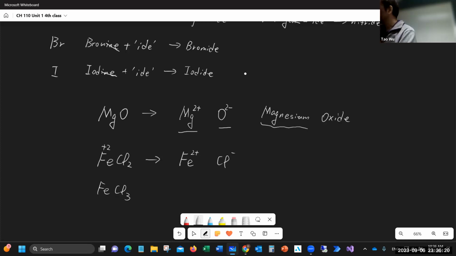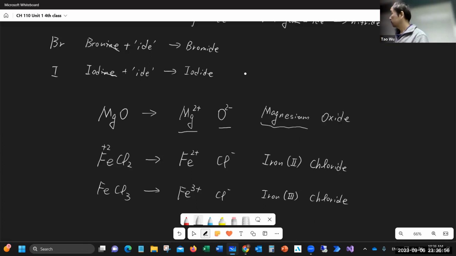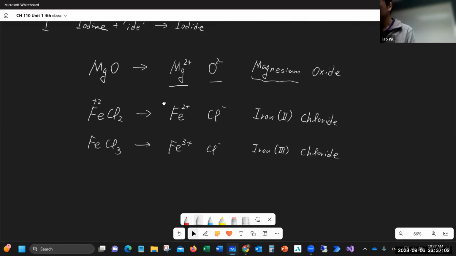What is the name for this ion? This is iron 3 or iron 2, right? Because it has a 2 positive charge, this is called iron 2, and then the ending is chloride. This one is the same thing: you write a 3 positive charge and a 1 negative, so this is called iron 3 chloride. Are you clear? Okay, so this is how we write those.